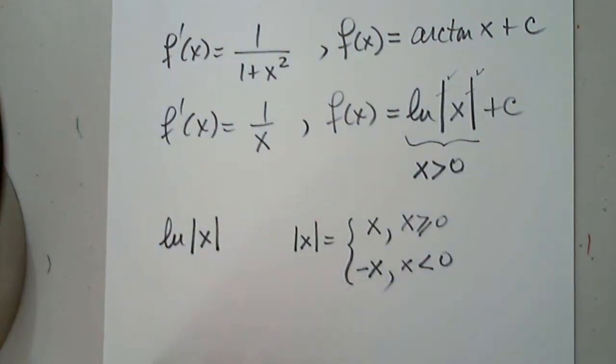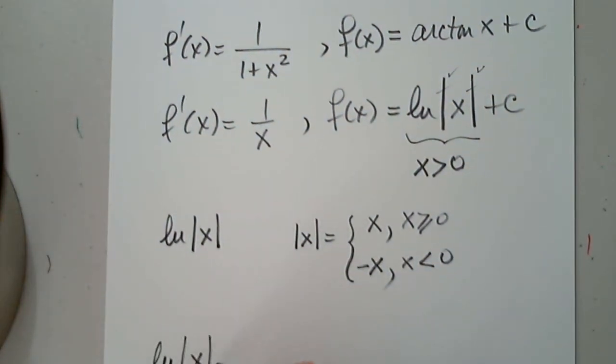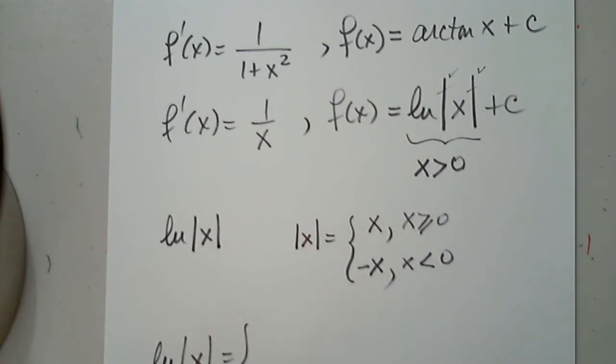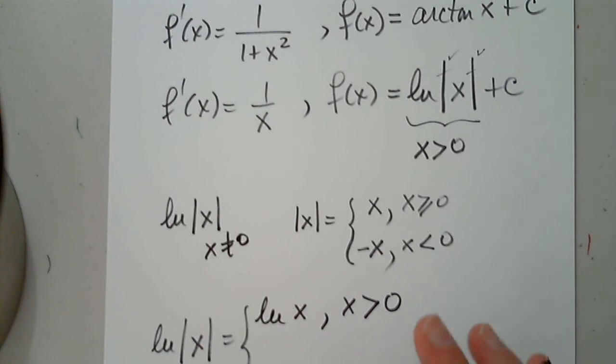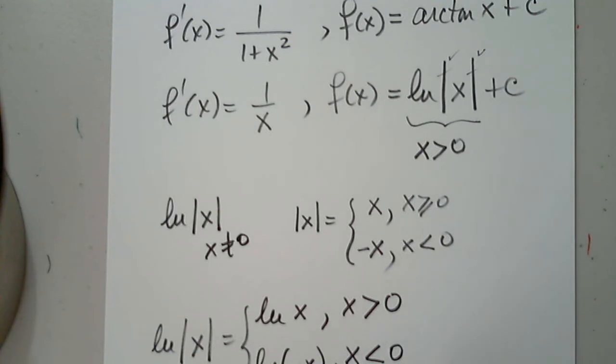So now, natural log of the absolute value has two possibilities. And the possibilities are natural log of x for x strictly greater than 0. This is not defined at 0. Or natural log of negative x, according to this, when x is less than 0.